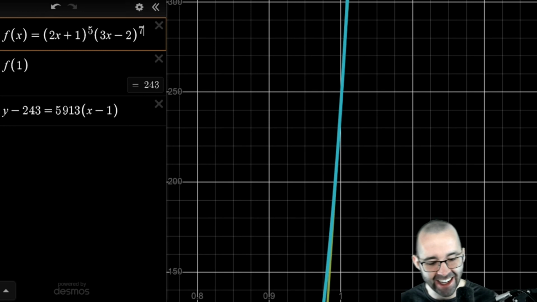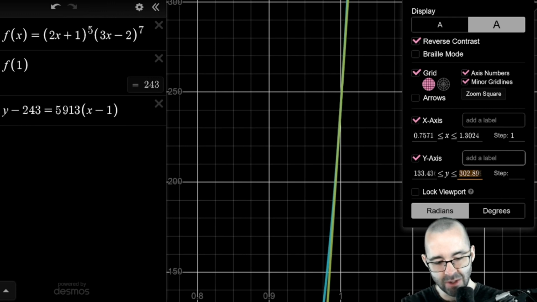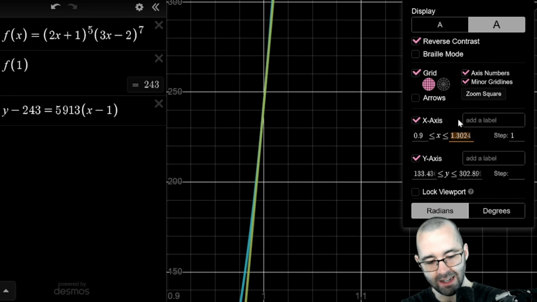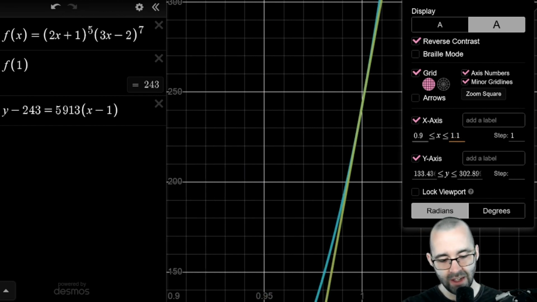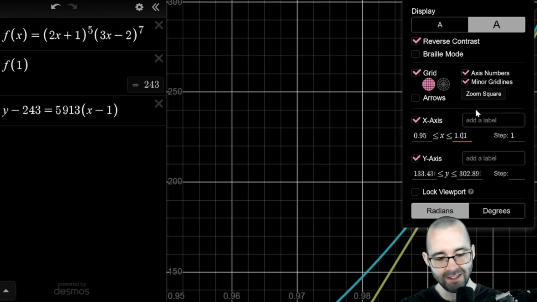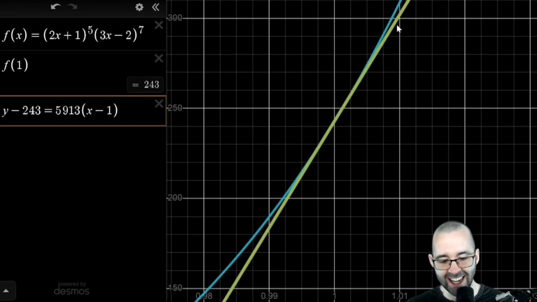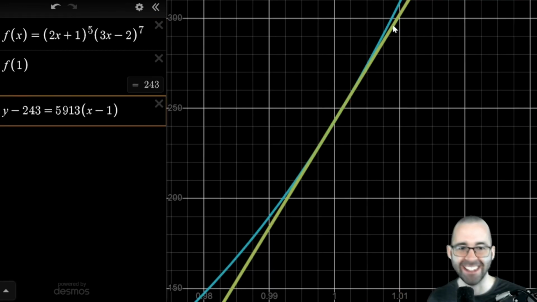Okay. It's kind of hard to see whether this is a tangent line. We're going to need to get bigger values of y, or zoom in on the x's some more. Let's go from like 0.9 to 1.1 maybe. I mean, even more zoomed in, honestly, to really see. Oh, look at that. Look at that. That's a tangent line right there. That's a tangent line.